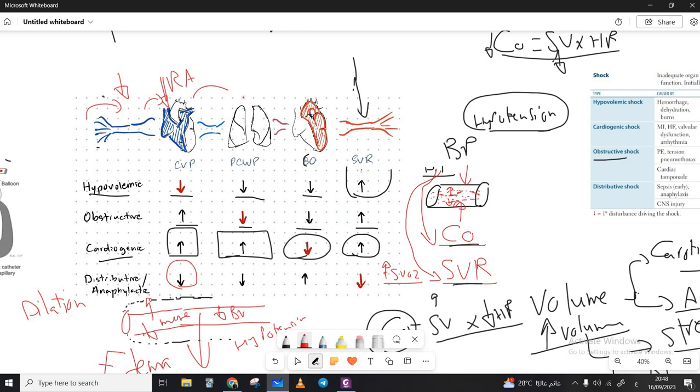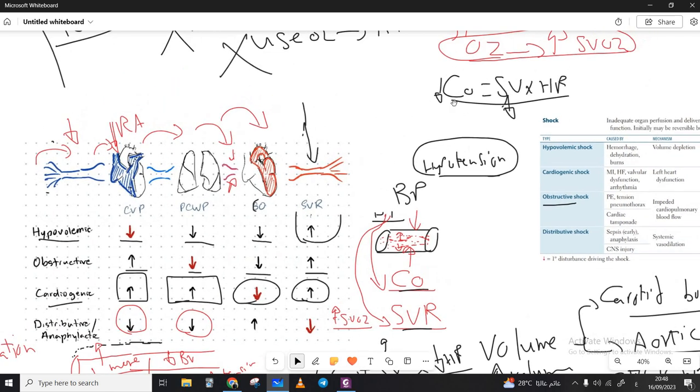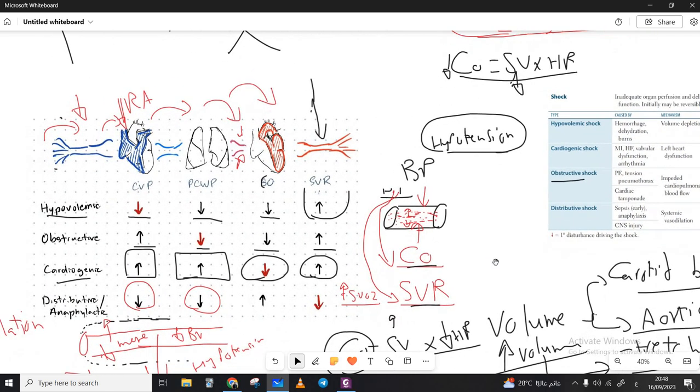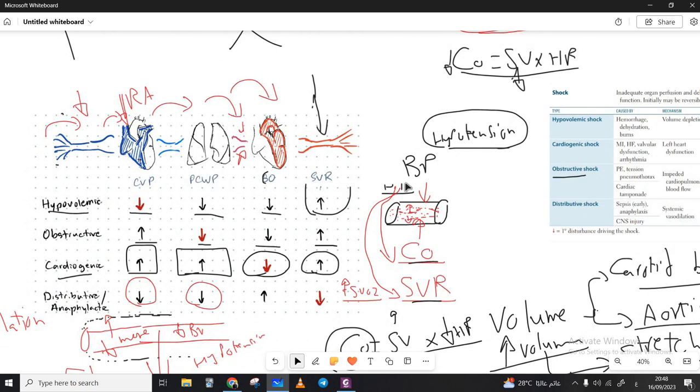Next thing is less blood flowing into the lungs, less blood going to the pulmonary capillary wedge pressure here. So if we measure the pressure here, it will also be low. And coming right up is the heart. One important concept is cardiac output equals stroke volume multiplied by heart rate, and also the blood pressure. So blood pressure depends on two things: cardiac output and systemic vascular resistance.